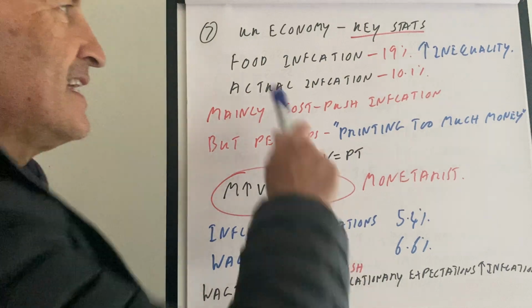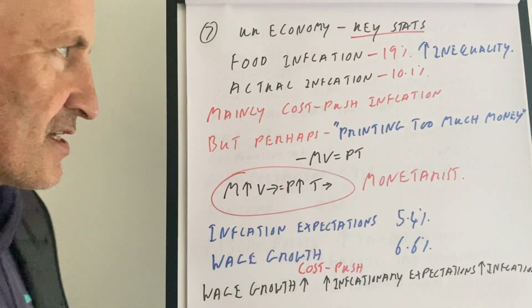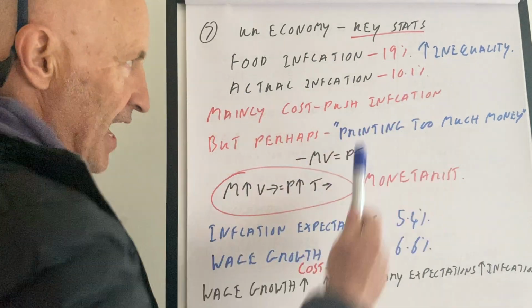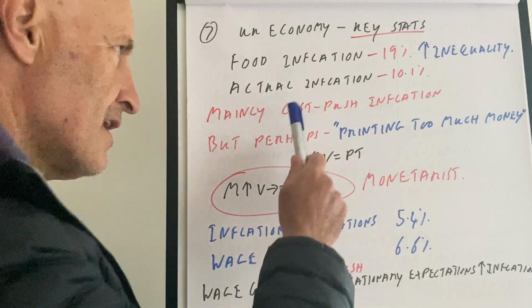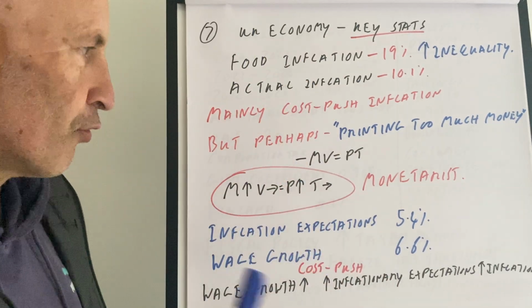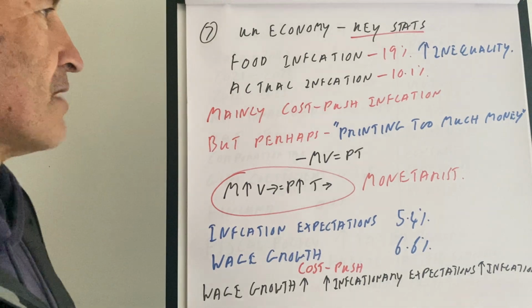Okay, UK economy, key stats. Well, I think the biggest stat they want to know is the inflation rate is 10.1%. Incomes are rising at 5%, or roughly, wage growth is rising 6.6%. So therefore, everyone is getting poorer to the tune of 3.4%. Therefore, that may have an effect on consumption.